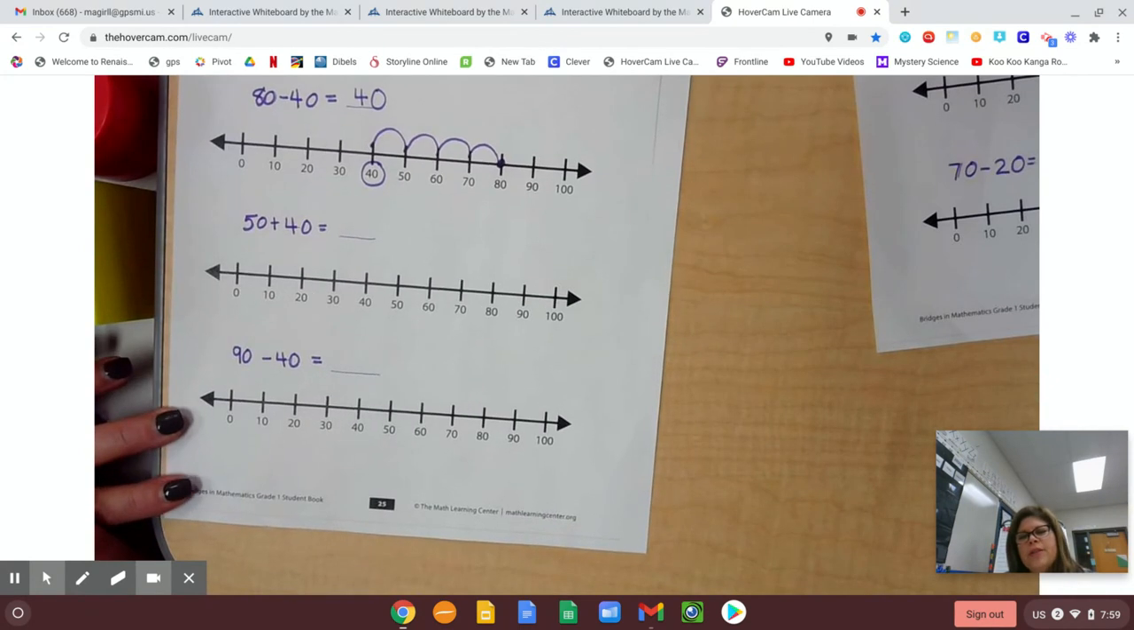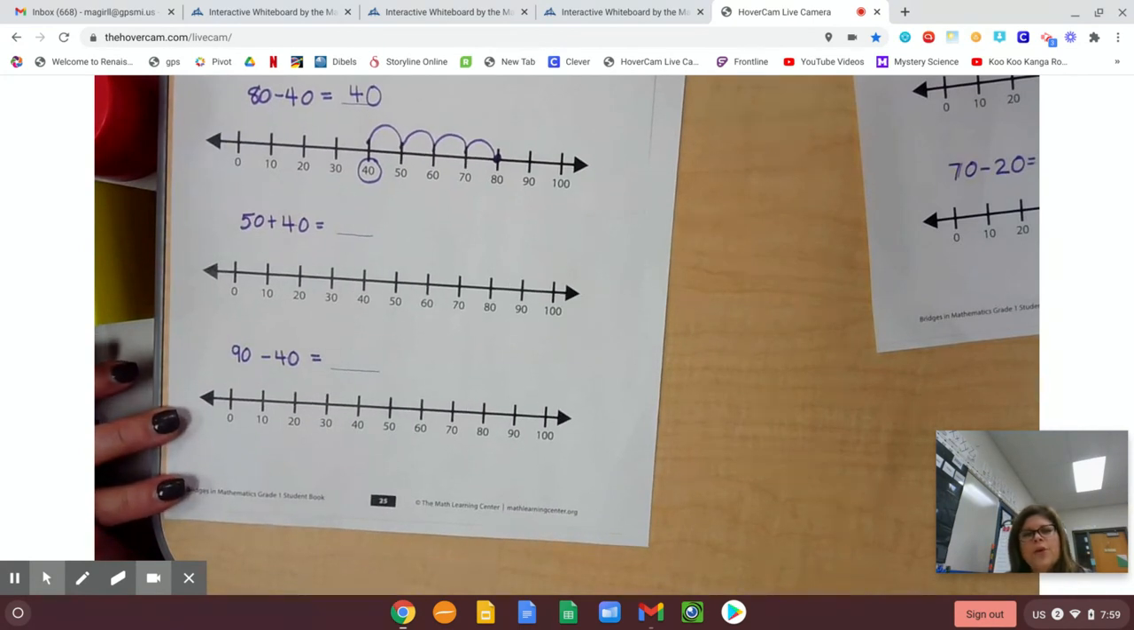Now the last two, I want you to figure out on your own. And then when you're done, you can see if a parent or an older brother or sister could check it over for you. Okay?